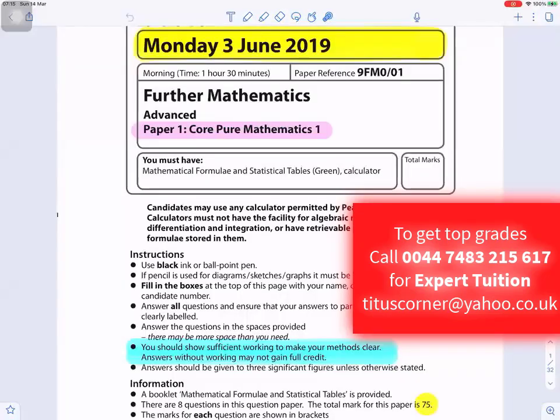Paper 1, Core Pure Mathematics 1, Further Mathematics Advanced, Monday, 3rd June 2019. You should show sufficient working to make your methods clear. Answers without working may not gain full credit. The total mark for this paper is 75. Paper 1, Core Pure Mathematics 1.